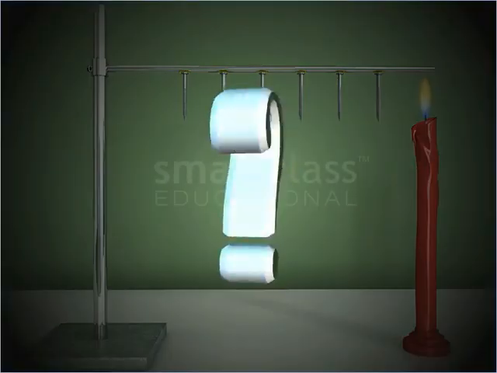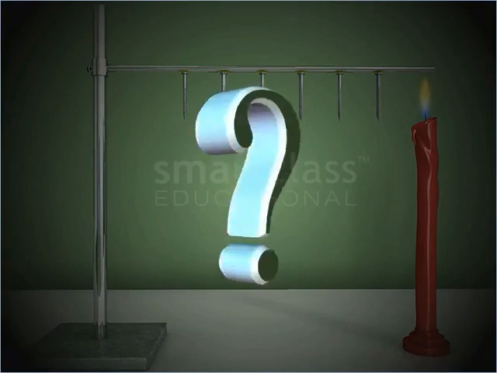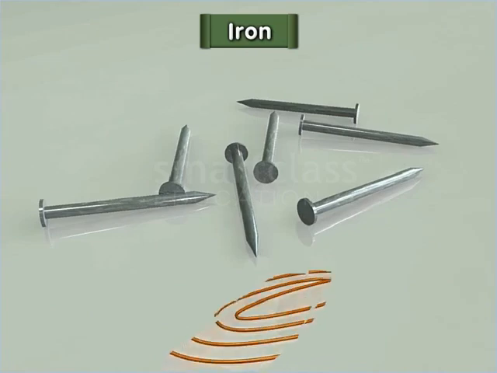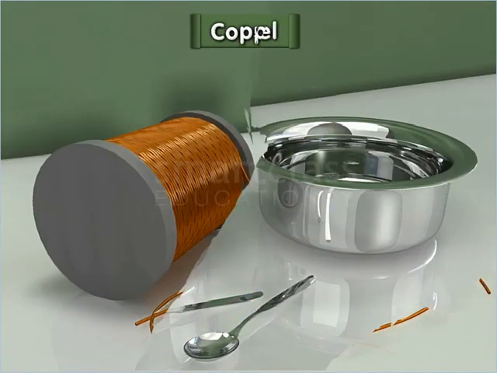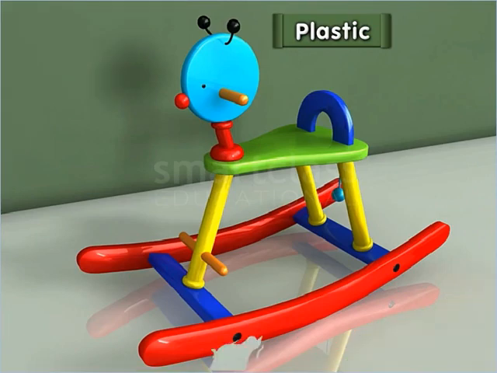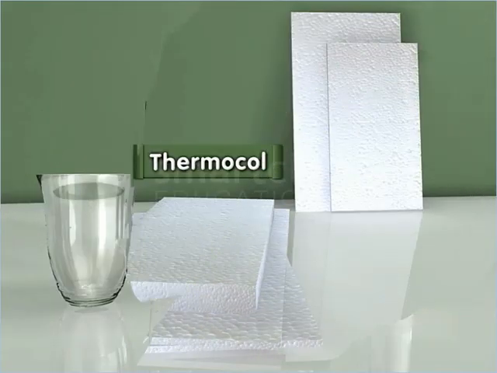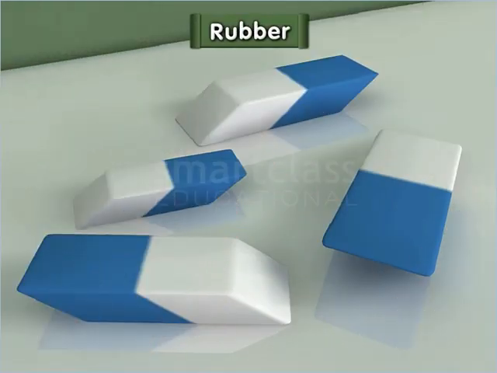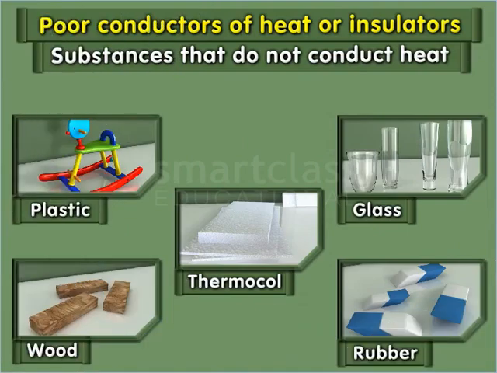Do all substances conduct heat the same way? No. Substances that conduct heat well are called good conductors of heat. Generally, all metals are good conductors of heat. And substances that do not conduct heat are called poor conductors of heat or insulators.